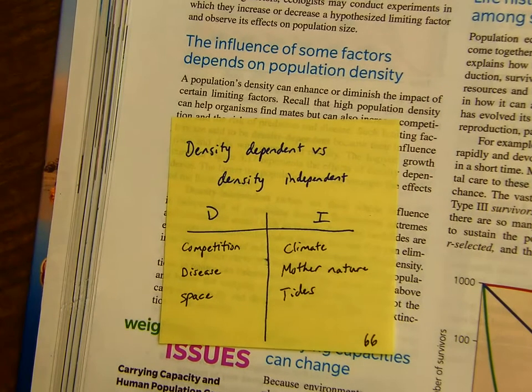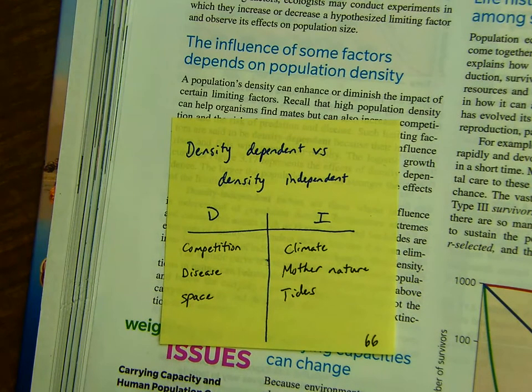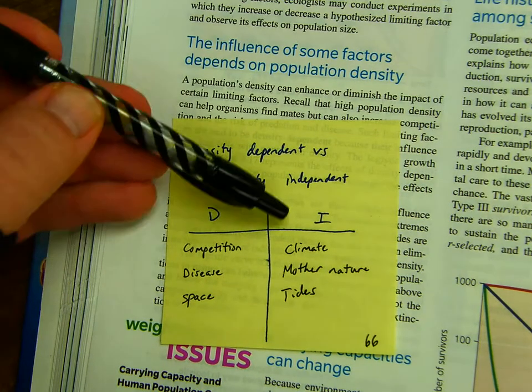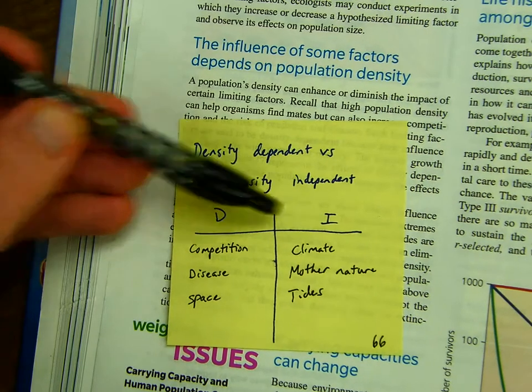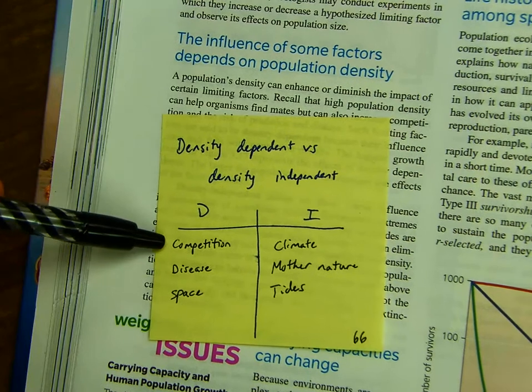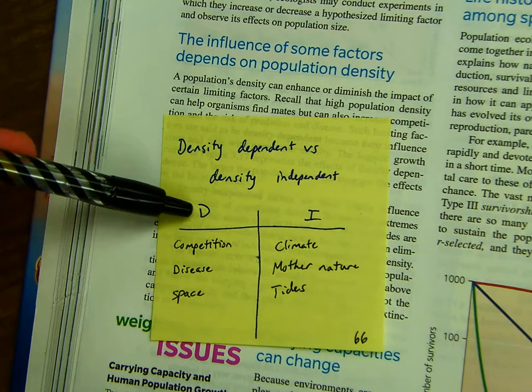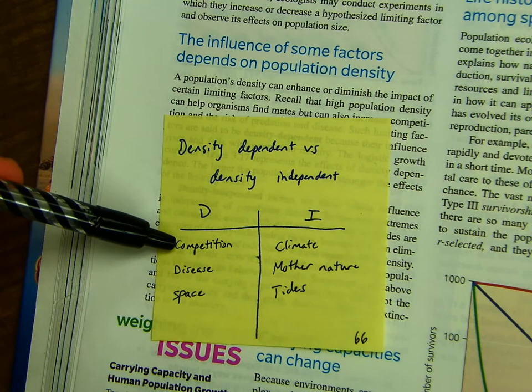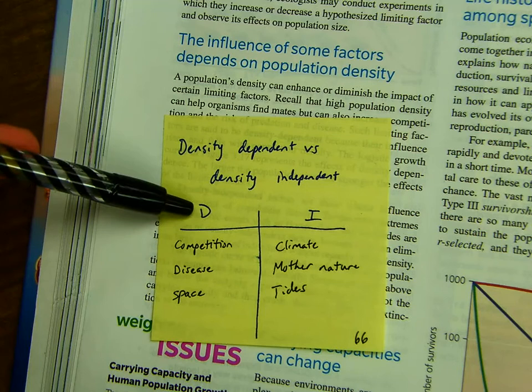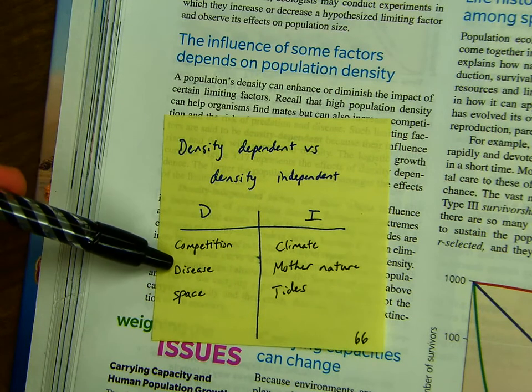Now we're talking about density dependent versus density independent factors. Okay, so basically I have density dependent and density independent. For density dependent, competition. So if the density is higher, there will be more competition. So it's dependent on the density factor. Okay, disease is the same thing.